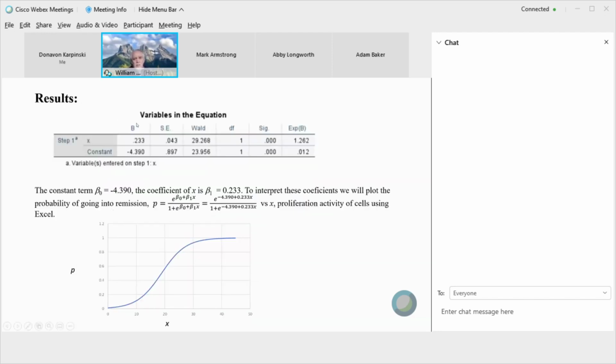There's a lot of tables that come out. This is the important one. It gives you the estimate of the coefficients, the constant term, that's beta naught, and the coefficient of X, that's beta 1. To interpret these numbers, I think the best way to interpret is do a plot of P, the probability of going into remission, versus X.